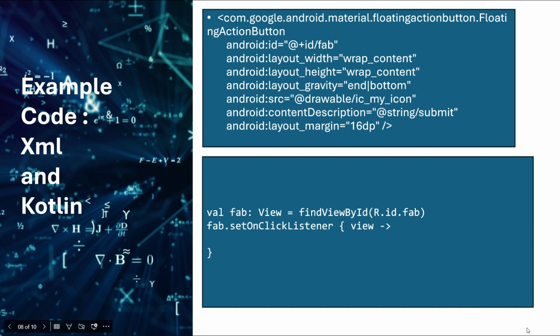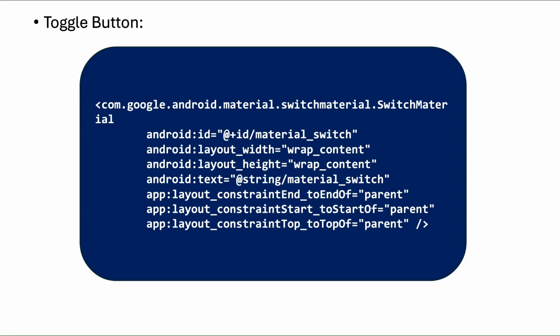And what I'm trying to say, this is end. What does that mean? It is the right side. If you add start, it means it's the left side. That's what I'm trying to say. And like everything, like what we do before with the components, here we are adding the on click listener, and you can add a toast or whatever you want. And we are moving to the next component, the toggle button.